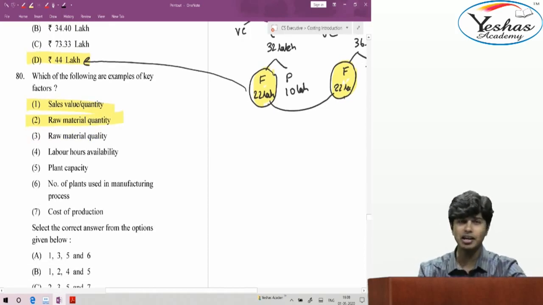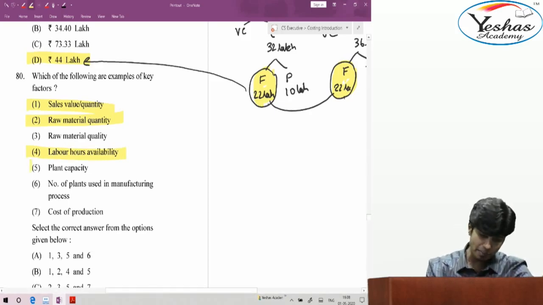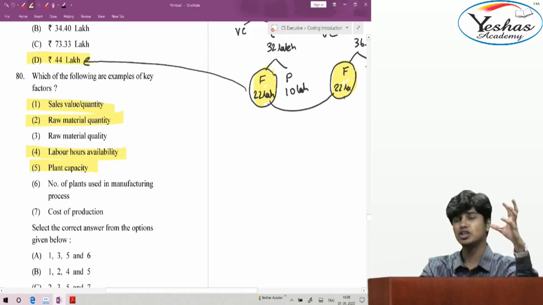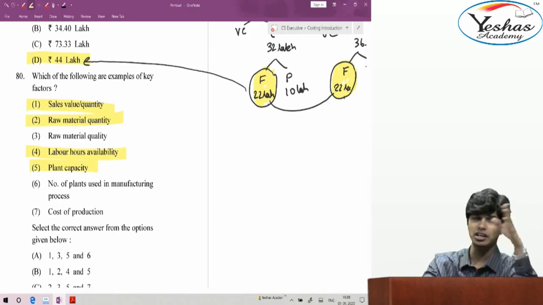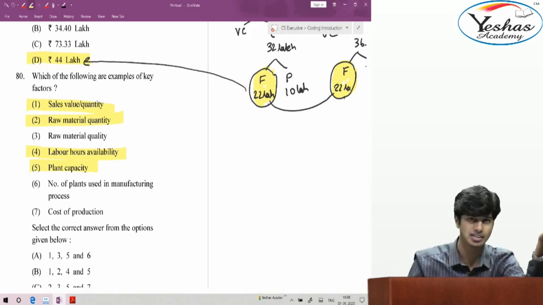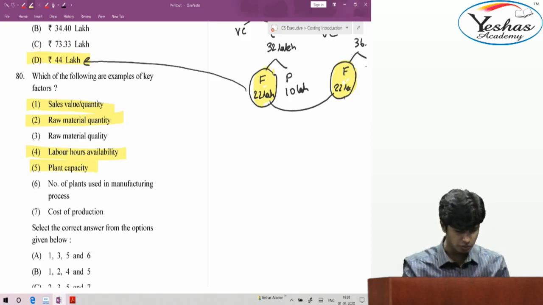Then raw material quality is not a key factor. Quality of the raw material is never a key factor. Labor hours availability. We might have a limited number of people who might be able to work for a limited number of hours. That is definitely a key factor. Plant capacity can be a key factor, meaning the plant can run for only so many hours, or the land that we have is limited to having only 3 assets inside it, or something of that sort. Number of plants used in the manufacturing process. So the answer should be somewhere around 1, 2, 4, 5.